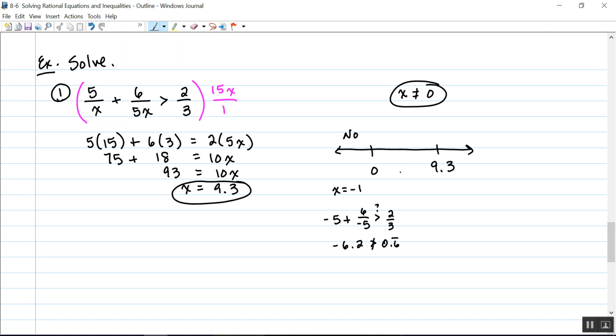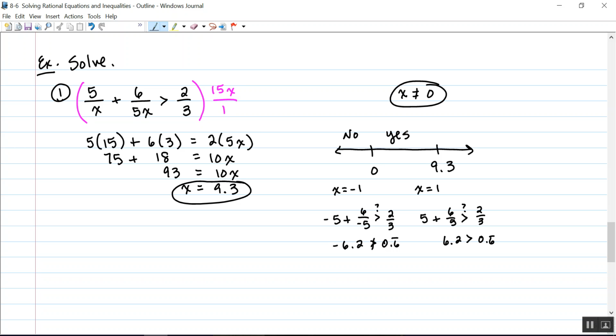Now I'm going to pick a value between 0 and 9.3. I'm going to pick x equals 1 and try that. Plugging that back into my original inequality, is 5 plus 6 over 5 greater than 2/3? This gives me 6.2, and that is indeed greater than 0.6 repeating. So yes, that area does work.